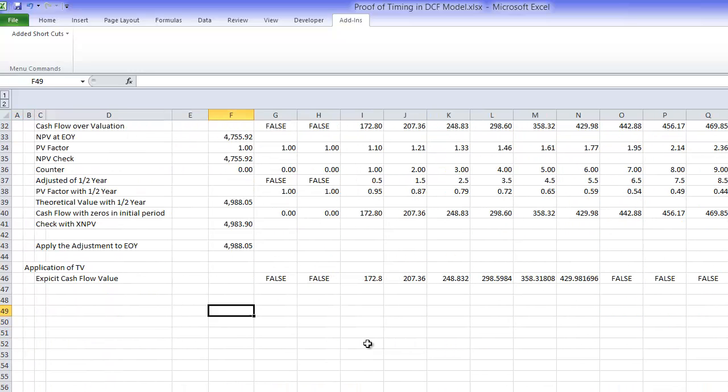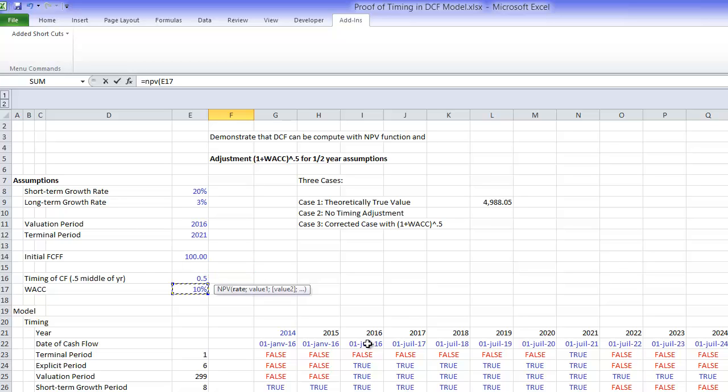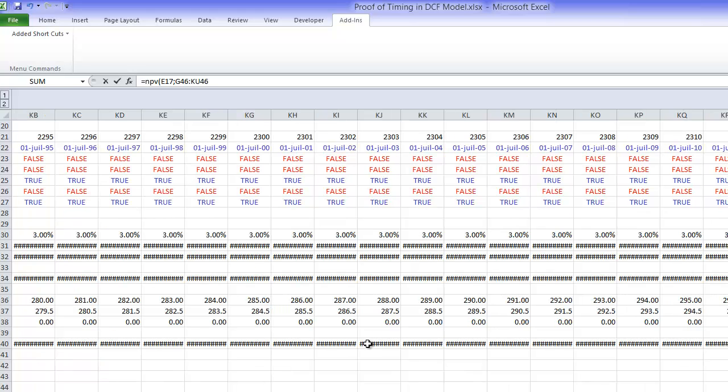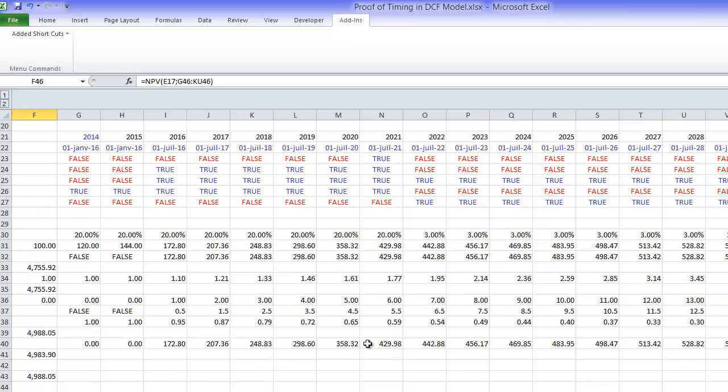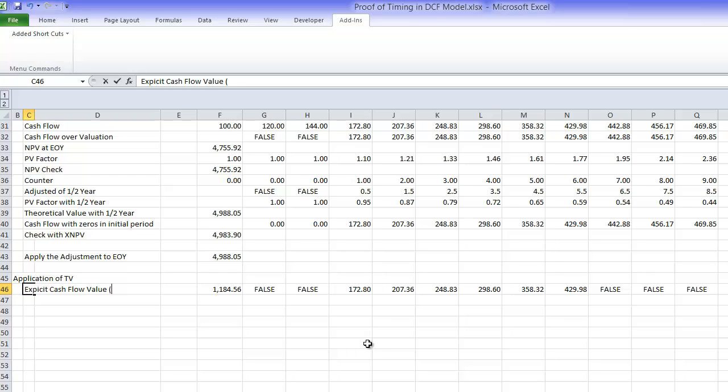Now, if we would like to get the NPV of this, we can put NPV. Whoops, why did it go down there? We put NPV at the WACC of all of the cash flows. Okay, let me see the euros. Get rid of it. Okay, so that's the explicit cash flow value output EOY. We didn't make any half year adjustments.